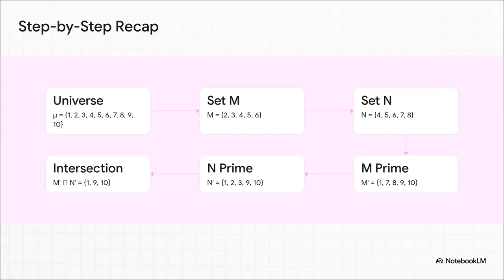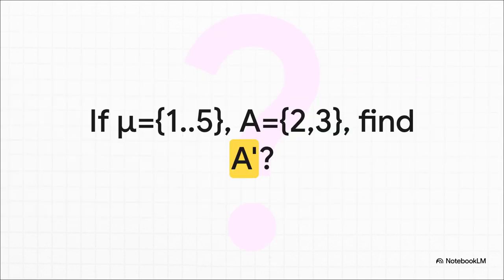Before we move on, let's do a really quick, structured recap of our mathematical journey here so you can see the whole flow. Step 1, we defined our universe, numbers 1 through 10. Steps 2 and 3, we expanded sets M and N into actual numbers. Steps 4 and 5, we found the complements, M prime and N prime, by just removing M and N from the universe. And finally, step 6, we looked for the intersection, that common ground between the two primes, which brought us safely to our answer, 1, 9, and 10. When it's laid out step by step like this right on the screen, you realize there's no magic. It's just pure logic.